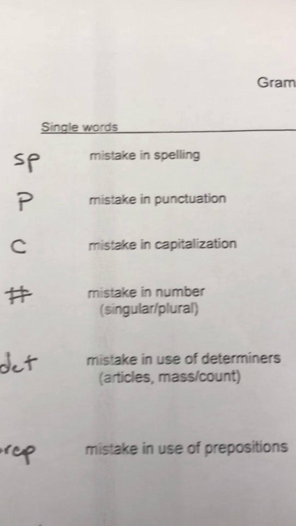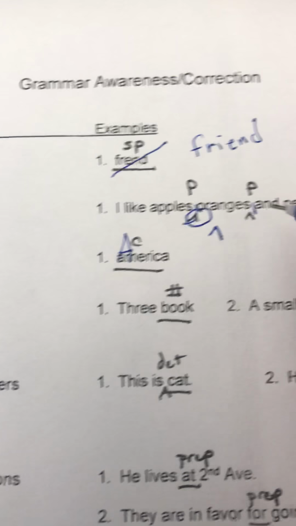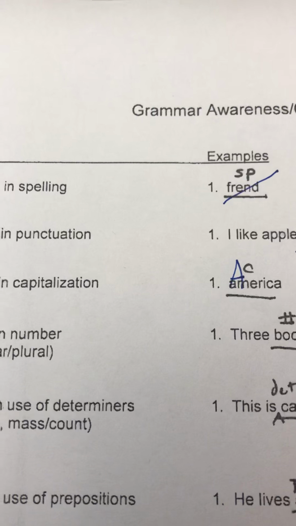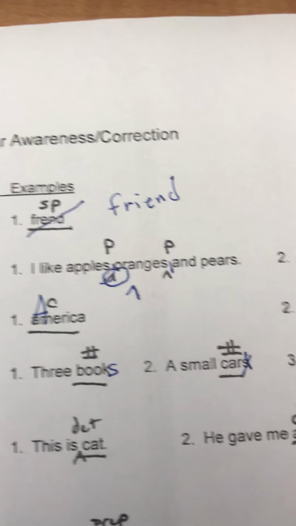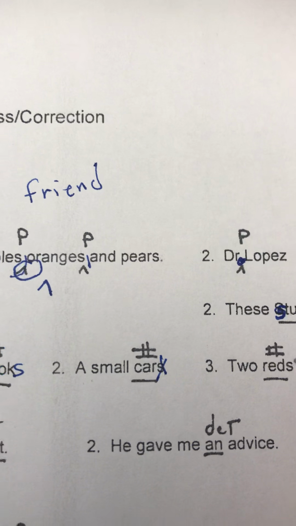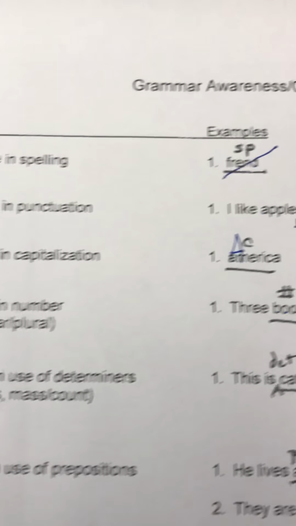A mistake in the use of number. So instead of saying 3 book, we should say 3 books. A small cars should be a small car. 2 reds apple should be 2 red apples.